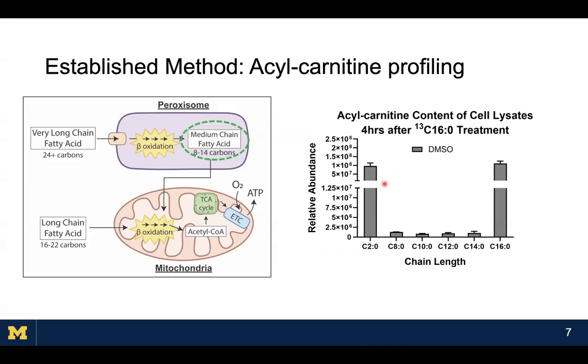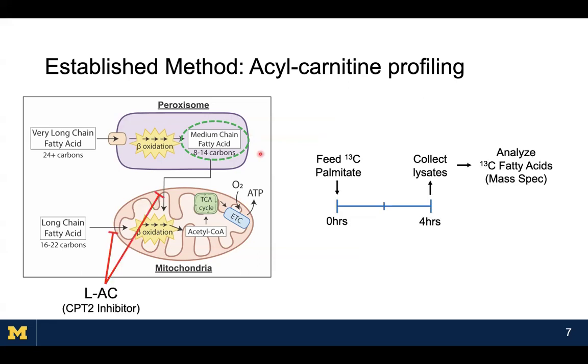But to take advantage of the medium chain fatty acid products from the peroxisome, what we're going to do is use an inhibitor called LAC or L-aminocarnitine. And this is a CPT2 inhibitor. So it blocks both the long chain fatty acid substrates like palmitate from entering the mitochondria, and it also blocks the medium chain products from the peroxisome because those have a carnitine moiety on them. So if you block CPT2, that removes the carnitine moiety, and it can't complete beta oxidation because it can't be exchanged for a CoA moiety.